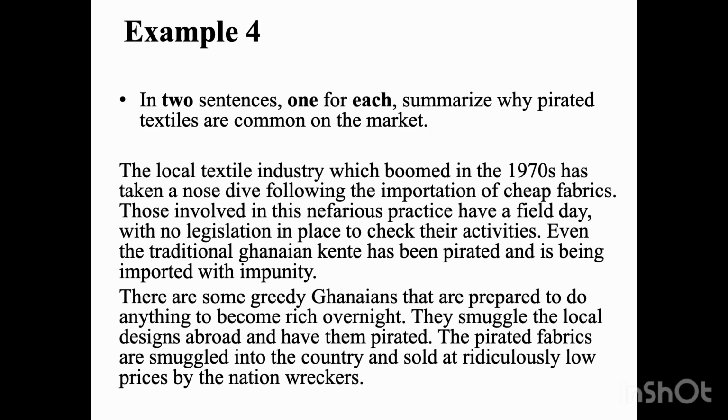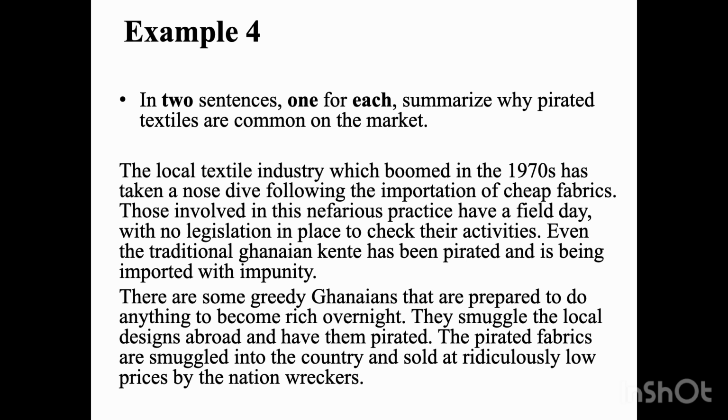So example 4. Read through the passage and then let's see if we can come up with the answers on our own. So in 2 sentences, 1 for each. Most of the time, these words that are highlighted demands that you pay extra attention to them. The sentences you are expected to present are 2. But then the 2 sentences shouldn't all talk about the same thing. If that happens, it means one will be marked wrong.